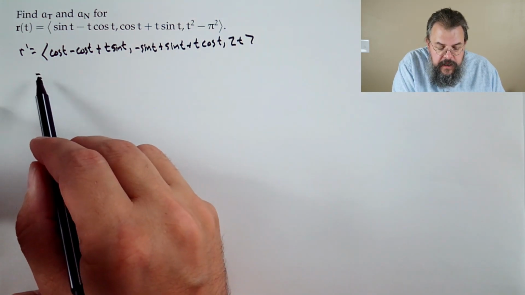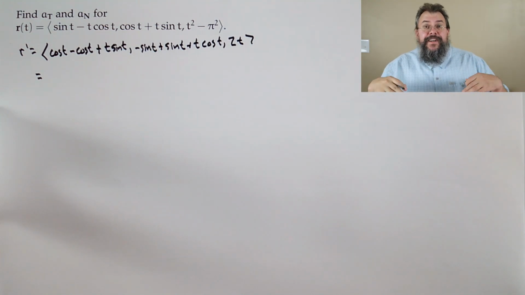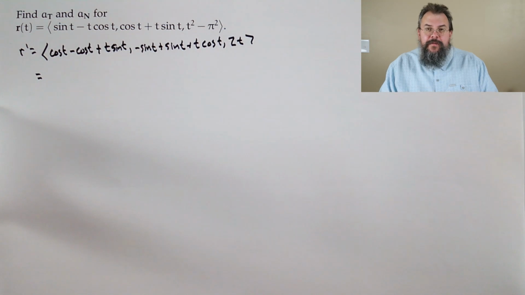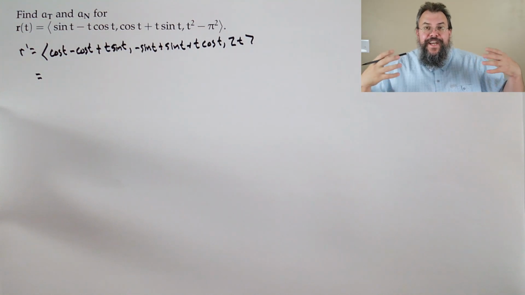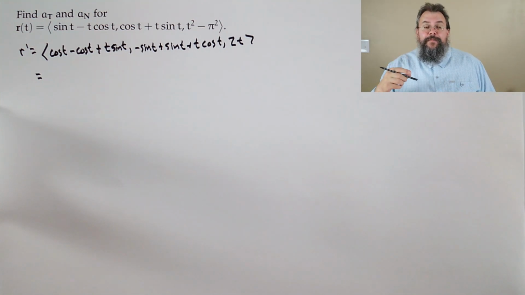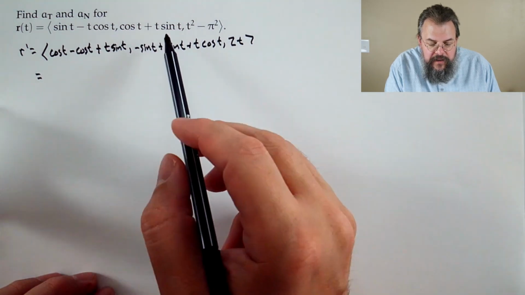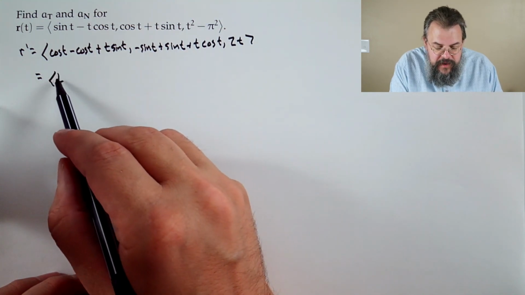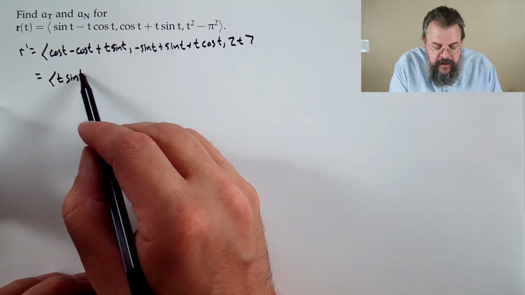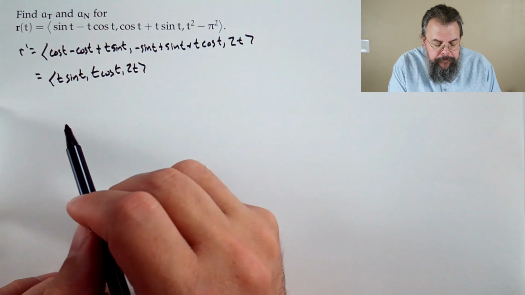Well, let's see. We can clean that up. And you should always clean things up. If you're going to do something with an expression, clean it up before you do anything with it. Because if you don't, you're going to have compounding complication of notation. The sooner you clean something up, the better it is in the long run. So here, look, the cosines and the sines cancel. Wow. Cool. So this becomes t sine t, t cosine t, and 2 times t.